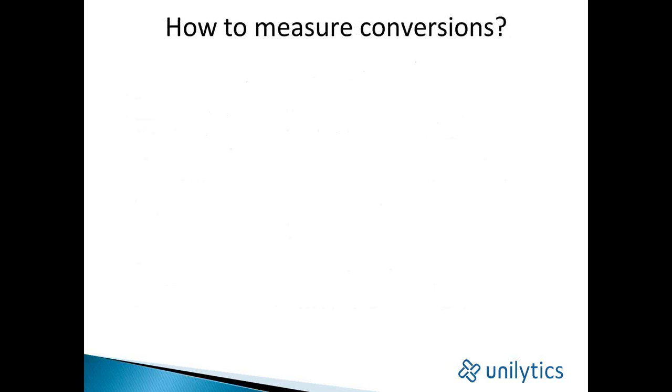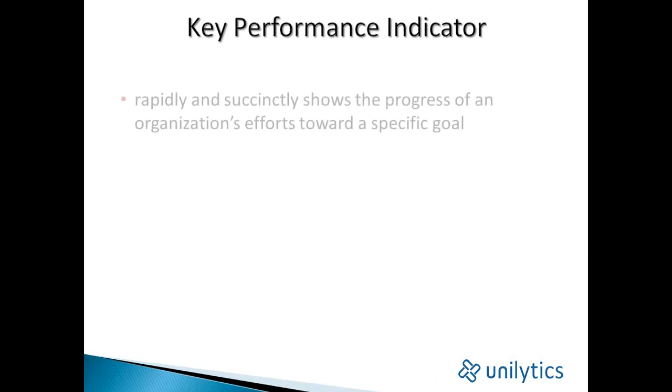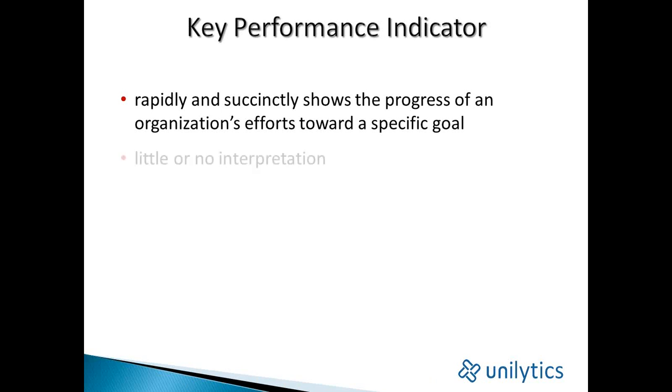So how do we measure conversions? Well, the best way to do that is through key performance indicators. And a KPI should rapidly and succinctly show us the progress of our goal and objective. It should require very little or no interpretation. You should be able to look at the number and right away know how you're performing, and it needs to be actionable. We need to be able to see the number and understand fundamentally what we need to do differently.